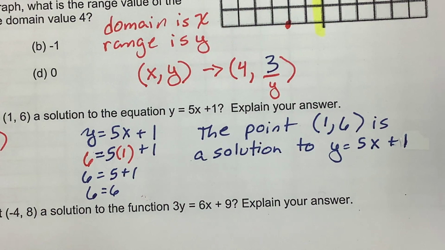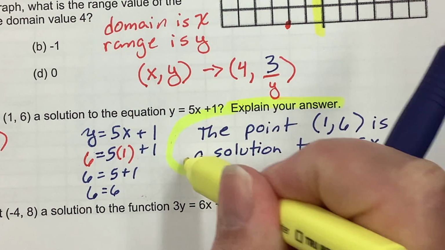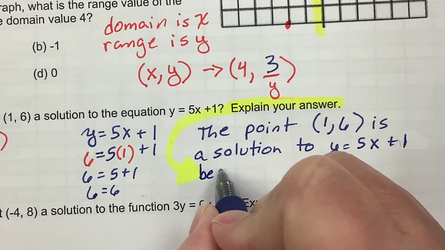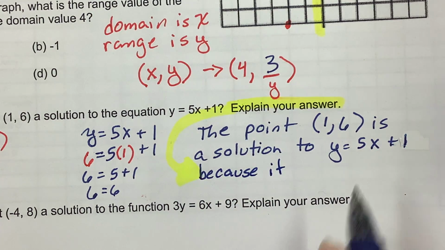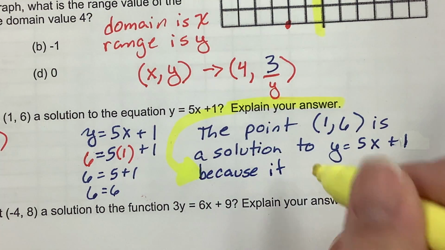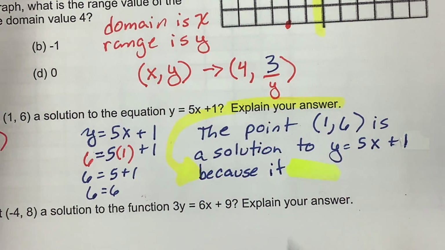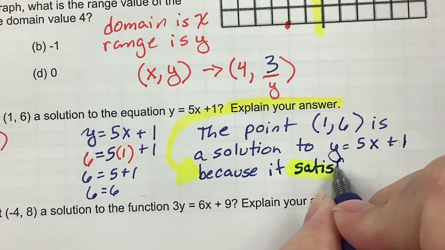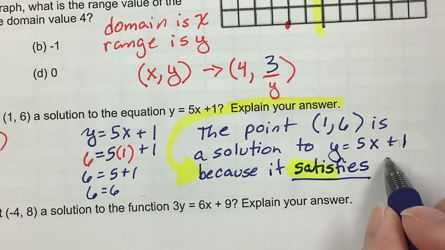And here's the important part. Explain your answer. This bit right here, that's going to be this bit right here. Because it, and the word you want to remember is, I'm even going to highlight it. Here we go. Oh, highlighting first? Yeah, because when I write it and then it gets all yucky. Satisfies. That's the word you want to remember. Satisfies the equation.